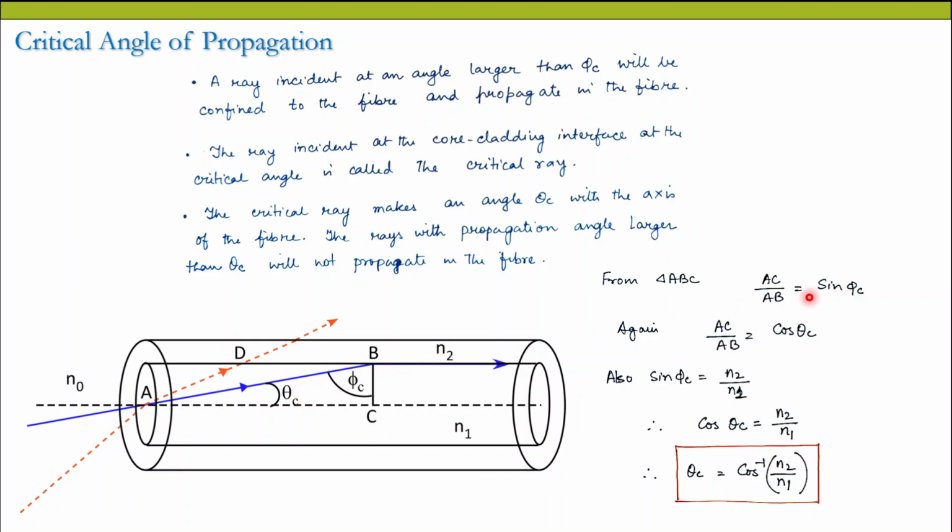AC by AB is sine phi c. We have two angles here in this triangle, phi c and theta c. So sine phi c is AC by AB and cos theta c is also AC by AB. So that means these two are equal: sine phi c is equal to cos theta c. Now from our previous calculation, we know that sine phi c is equal to n2 by n1. So cos theta c will be equal to n2 by n1. So theta c, which is also known as the critical angle of propagation, the angle this critical ray makes with the axis of the fiber, is equal to cos inverse n2 by n1. So remember, theta c is equal to cos inverse n2 by n1.